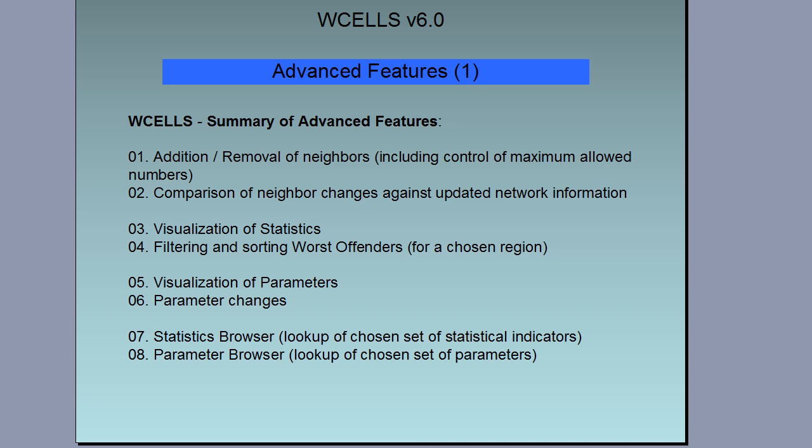We can add or remove the neighbors of a particular cell. This is including control of maximum allowed numbers. Then we can compare the planned neighbor changes against updated network information.